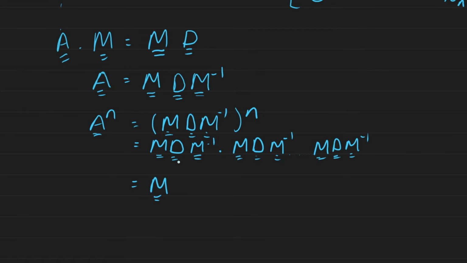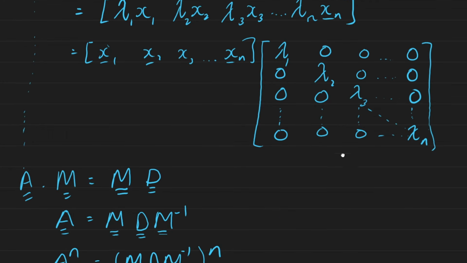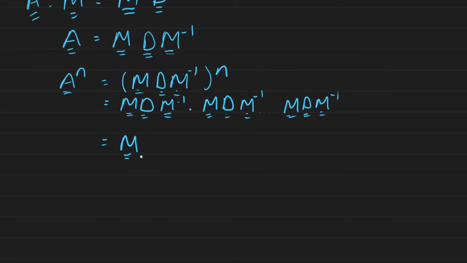Then we have this diagonal matrix, multiplied by itself n times. Remember, the diagonal matrix is just a whole bunch of zeros with the diagonals consisting of the eigenvalues. So if we are raising this matrix to a certain power, all we're doing is raising the eigenvalues to that power. So we have this diagonal matrix with the eigenvalues raised to the power n. And then the last term that we have is this inverse of M.